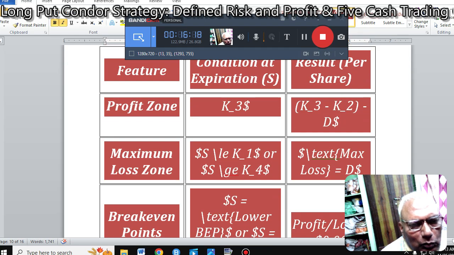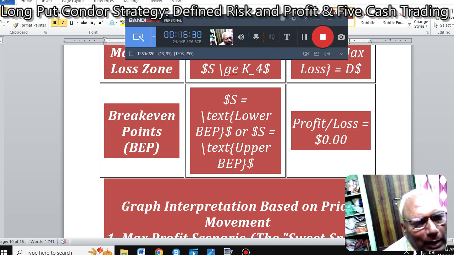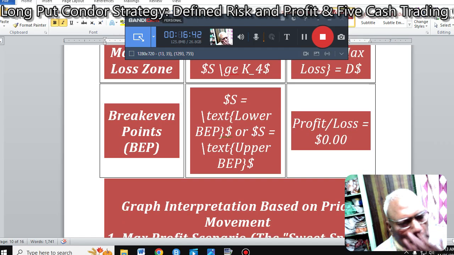Maximum loss zone: when the price is at or below K1, or at or above K4, maximum loss equals D. Break-even points, that means BEP: lower BEP and upper BEP, where profit and loss equals 0.